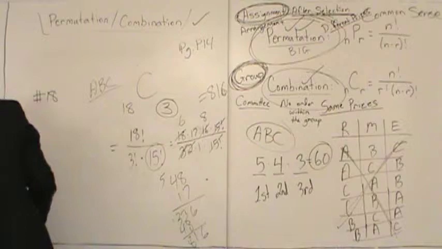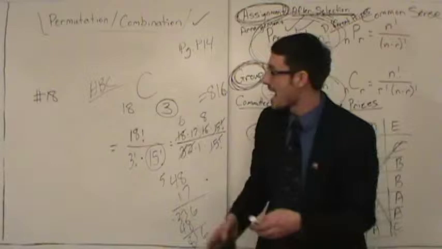Now my question is, how many ways can we select? Here, this is different. You'll see the difference. Combination is three singers, all same prize. How many ways can I select a guitar player, a piano player, and a drummer?